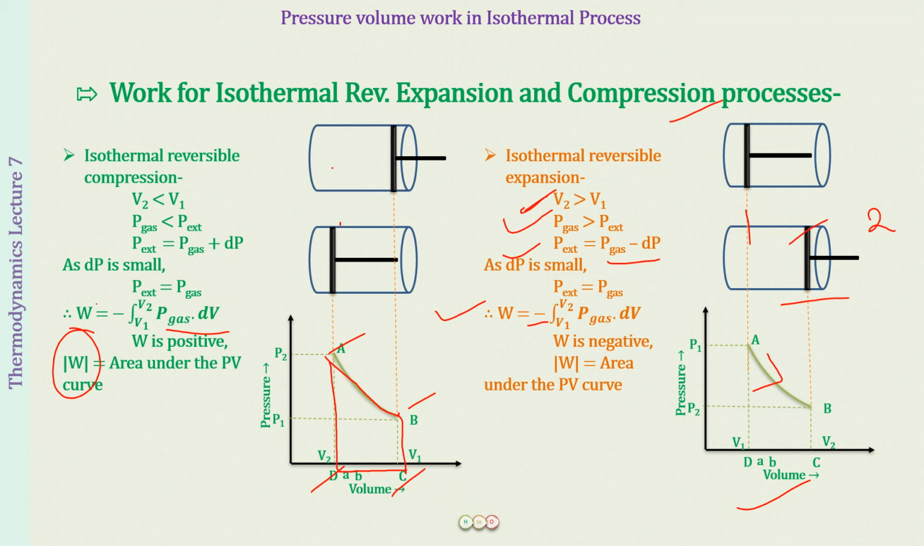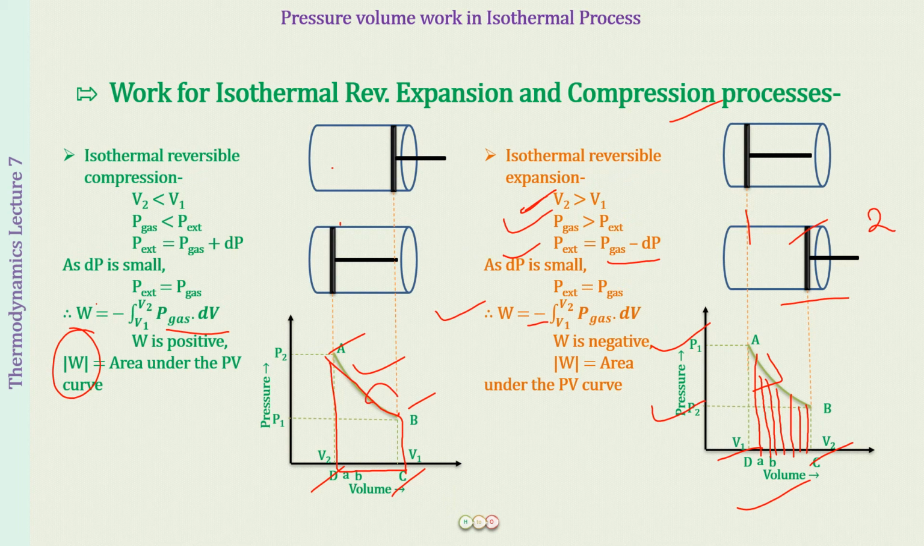Okay. Similarly, if you look at the other process, it is now happening from A to B. The pressure is decreasing from P1 to P2 and the volume is increasing from V1 to V2. But again, at every step the pressure is almost equal, and we can divide this into small little areas. If we add up all these areas, we will again be getting the work done for the isothermal reversible expansion.